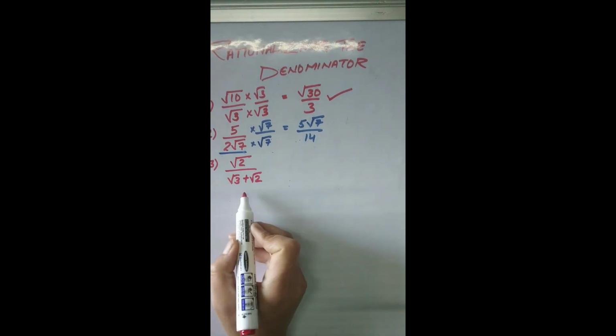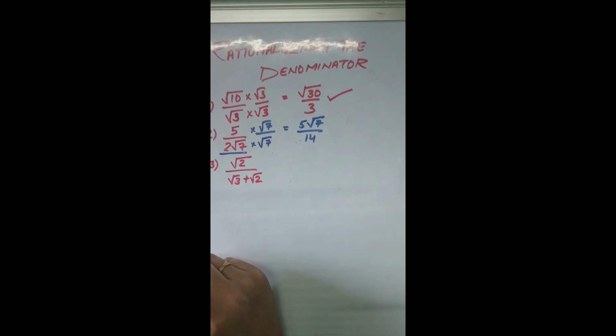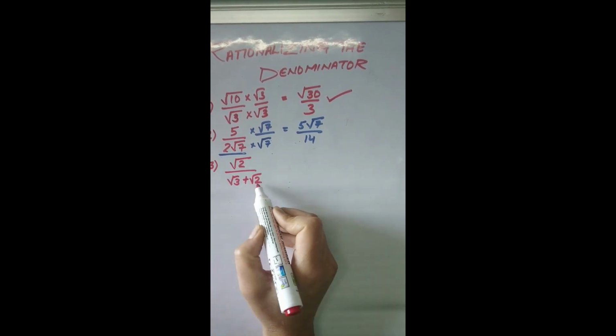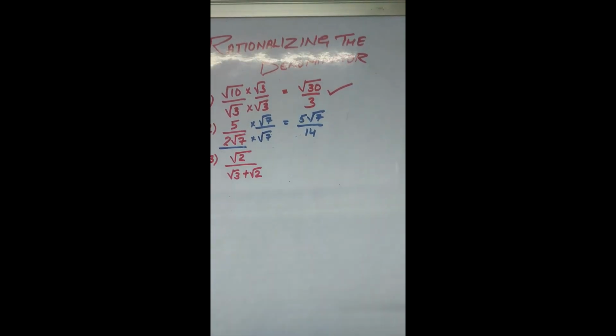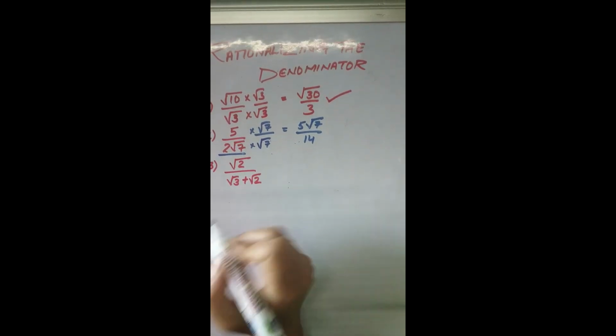Okay, suppose we have this: root 2 over root 3 plus root 2. How to rationalize it? Again, we have to focus on the denominator only, which is root 3 plus root 2. By what should we multiply?